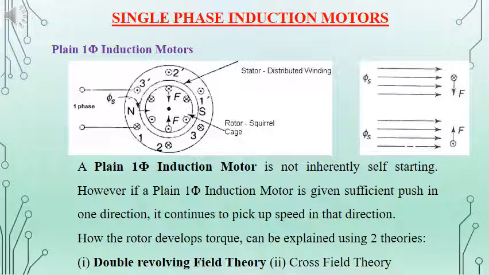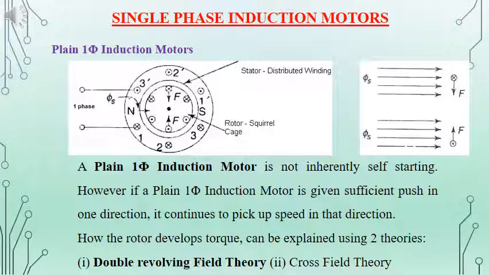By explaining the double revolving field theory, we had seen that whenever a single-phase supply is provided, a sinusoidal or pulsating flux is produced, and we can resolve the sinusoidally varying flux into two components with the same magnitude, that is phi_m divided by 2, rotating in opposite directions with synchronous speed.